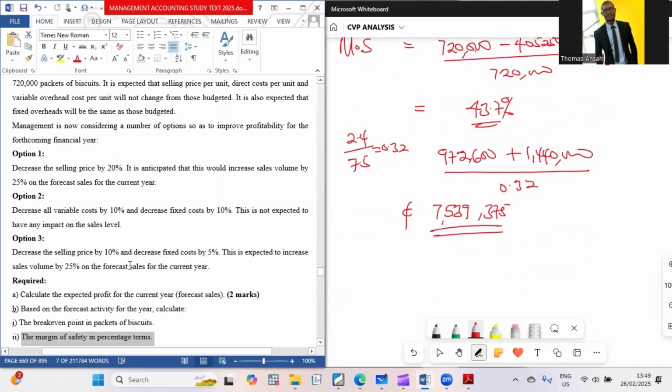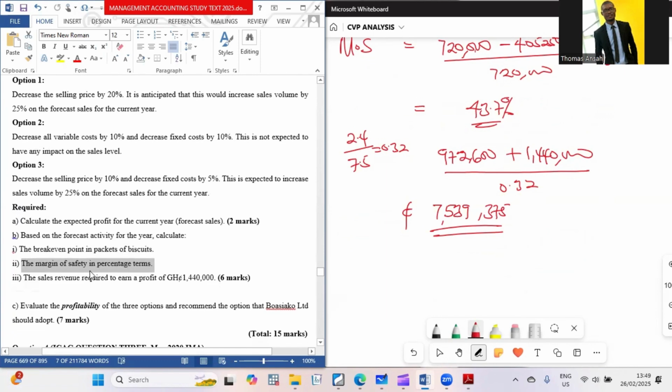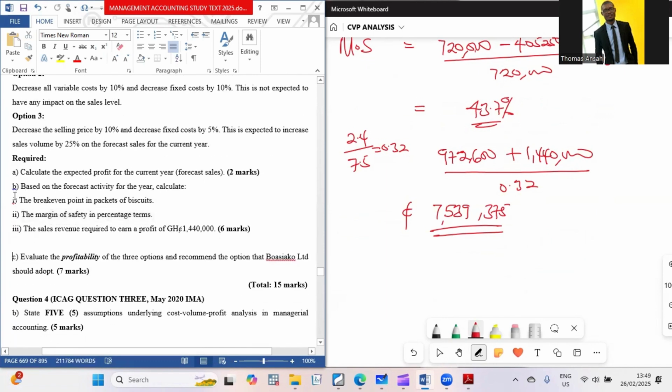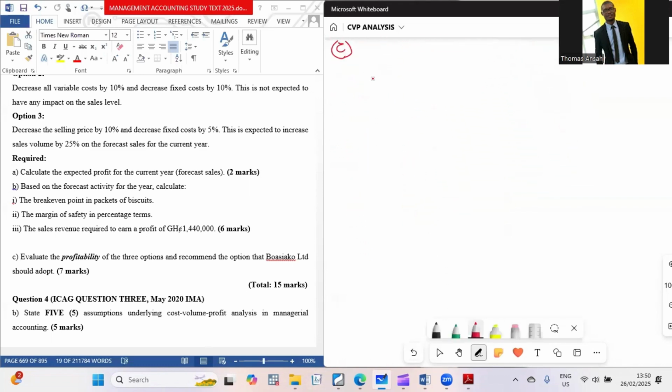Now there is a B part of the question, which was... this is A, this is B, this is C. Evaluate the profitability of the three options. So it's the C part of the question. That's 7 marks. So let's learn how to do that. Under the options, you are asked to calculate the profitability. And you know how we do profitability: it is contribution minus fixed cost. So under the three options, let's try quickly to end this video.